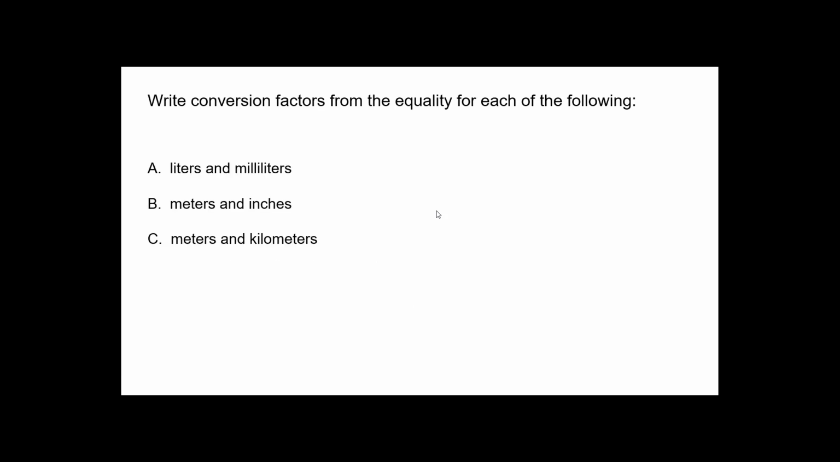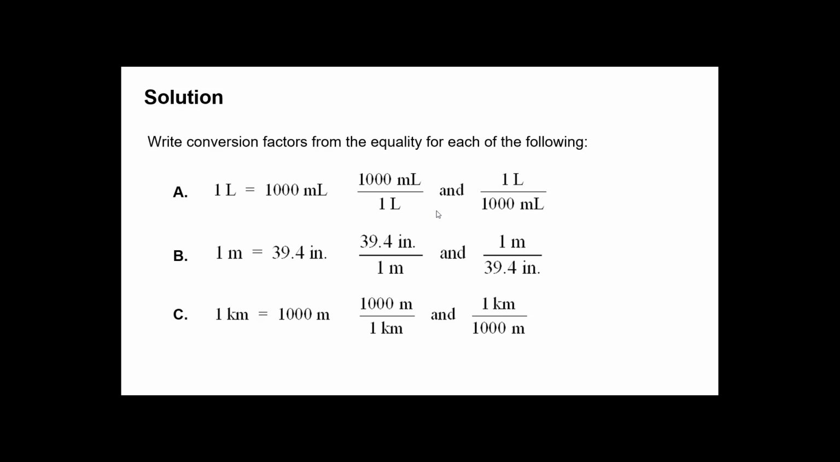And the second one, meters and inches. So 1 meter equals 39.4 inches. That is the equality. And then you would write it out as a conversion factor two different ways with the denominators and numerators different to see which way you would need to use it for a problem.